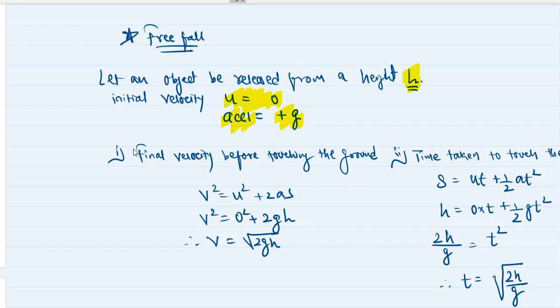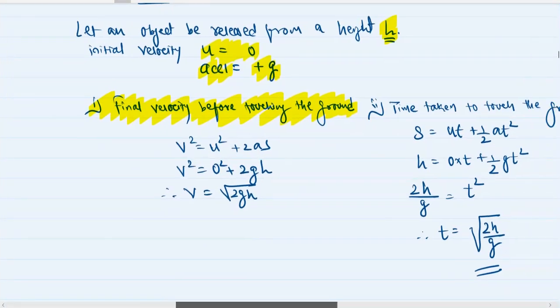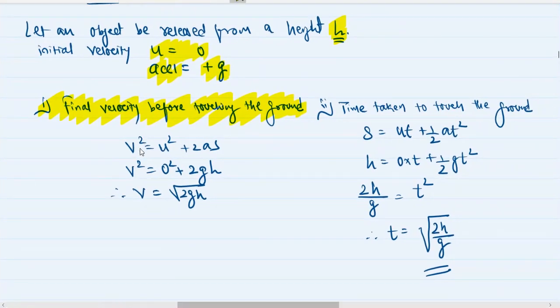The first parameter to be found out is the final velocity of the body just before hitting the ground. Final velocity just before hitting the ground will be found using the third equation of motion: v square is equal to u square plus 2as. Now v square is unknown, u square is the initial velocity which is 0, and a is plus g. So in the place of 2as, I'm going to write 2gh. So v square is equal to 2gh, or v is equal to under root of 2gh.